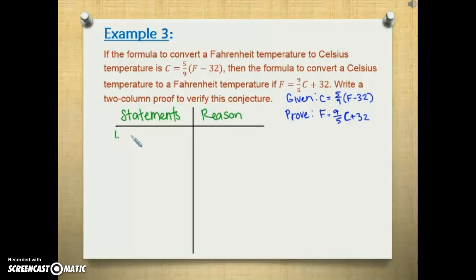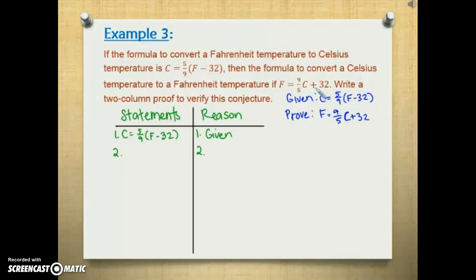So first, anytime you're proving something, you have to tell me what you know. What do you know is true already? So I know that Celsius is equal to 5/9 times F minus 32. This is given, okay? So this is already stated as fact. So my reason for this is that it's already given. So now I have to go ahead and show that Fahrenheit is equal to 9/5 times Celsius plus 32.